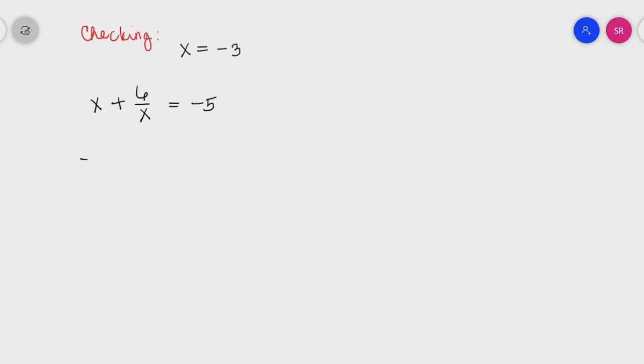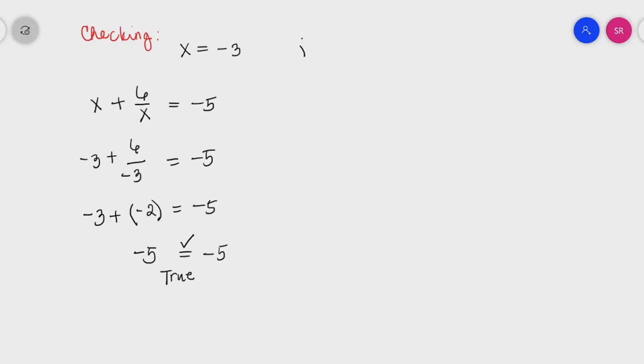So, we have negative 3 plus 6 over negative 3 equals negative 5. We have negative 3 plus 6 divided by negative 3, that would be negative 2, equals negative 5. And if we add negative 3 and negative 2, we have negative 5 equals negative 5, which is true. Now, we will check the other one.